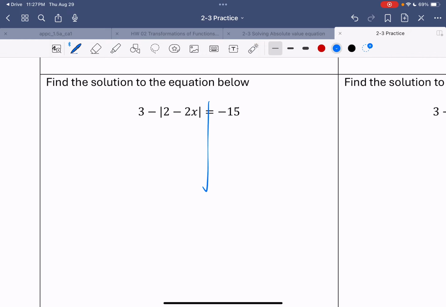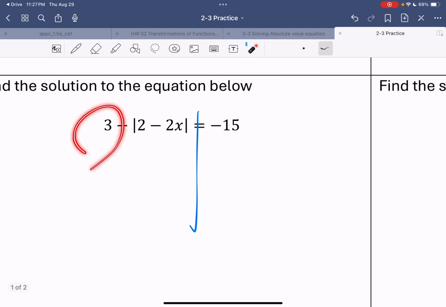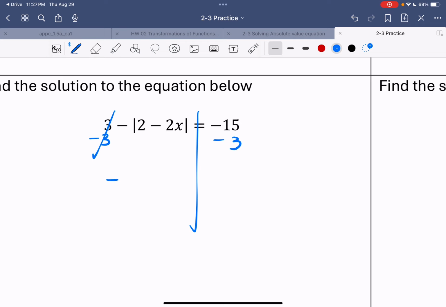I have to isolate it, but do you see I have a 3 here? It's not 3 times, because there's a minus here. So this one is in fact 3 minus something. If I want to get rid of this, I first have to do minus 3 on both sides. So this disappears. I have negative 2 minus 2x equals negative 18.